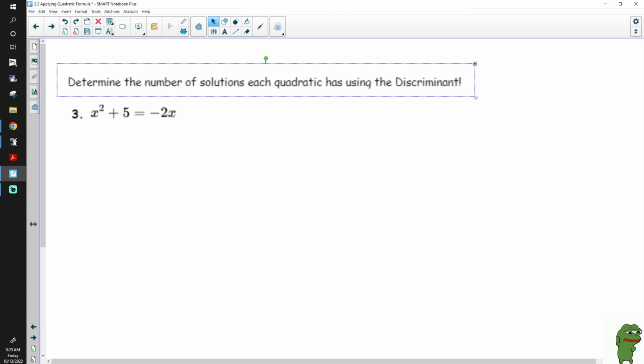Okay. Can we do anything right now? Or do we need to move over? Okay. What should we do to put this in the right format? Add 2x, right?